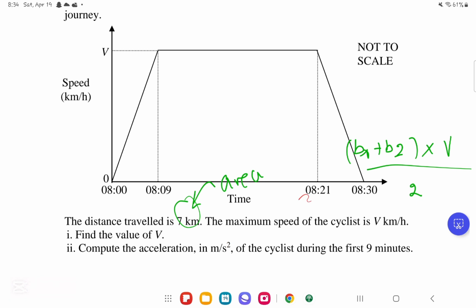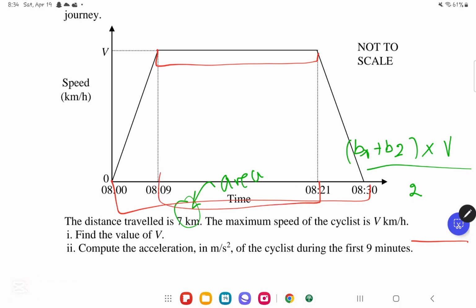So base 1, which is, let us say, the small base, and then base 2, which is, let us say, the big base. First of all, what is base 1? Base 1, we said small base. It is the minutes, which is from 21 to 9. 21 minus 9, this is all in all 12 minutes. This is the small base. But of course, we will need to deal with it in hours, because v is in kilometers per hour. So to change it from minutes to hours, you're going to divide by 60 and you will get an answer of 0.2.